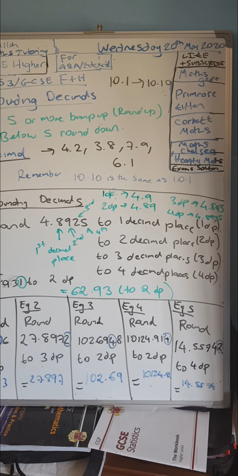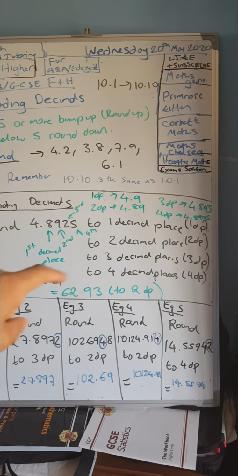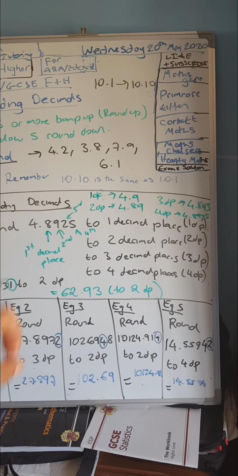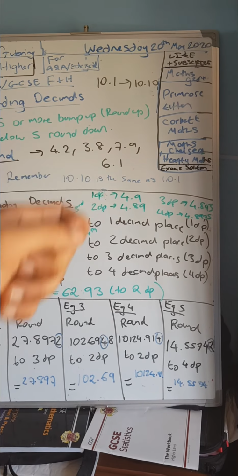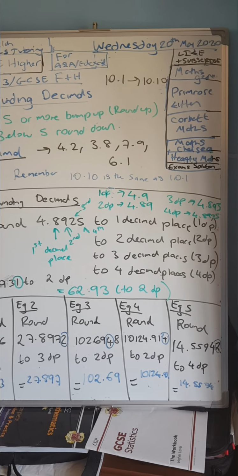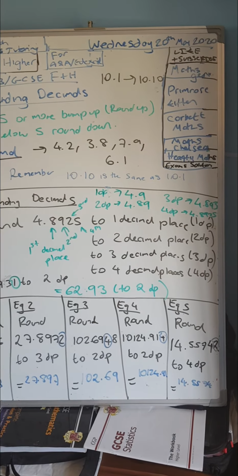Right, to 3 decimal places. I look at the 4th decimal place, which is 5, so I'll round that up, so 4.893 is my answer.